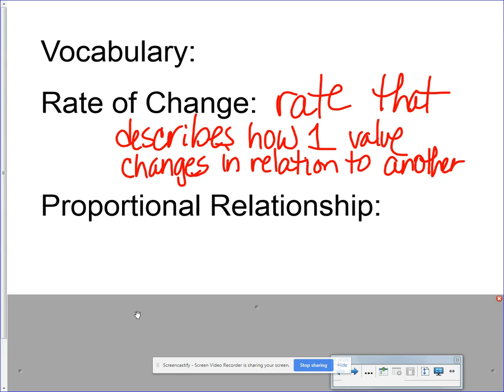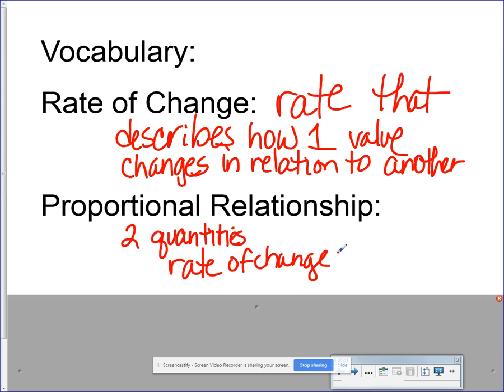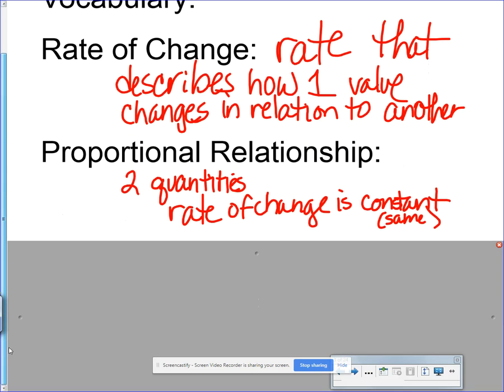All right, the second thing that we want to talk about then is what does it mean to be a proportional relationship, okay? And basically what this means is that you have two quantities, and that the rate of change is constant. The rate of change is constant. That means it stays the same. So I'll just write same. Same value each and every time, okay?